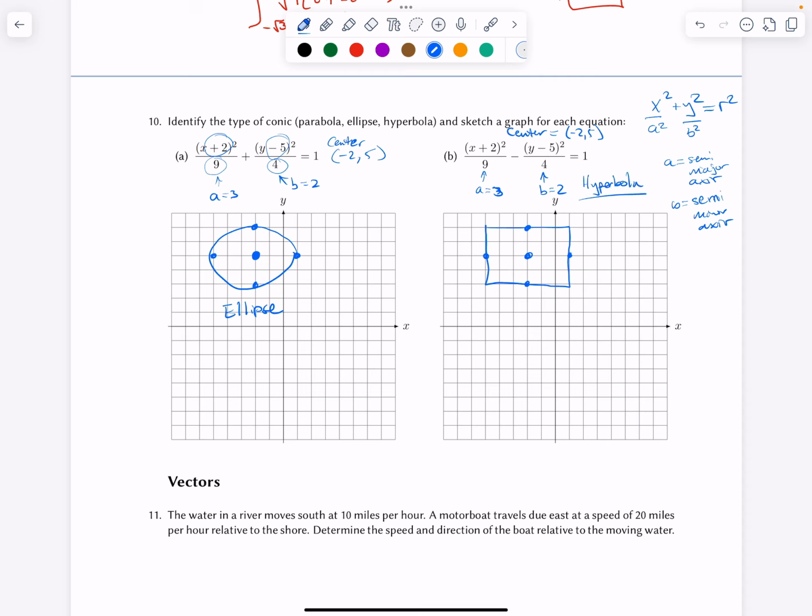This hyperbola will open up in the direction of whichever of these variables is positive. So here the variable x is positive, so this thing will open up in the x direction like this and like that.